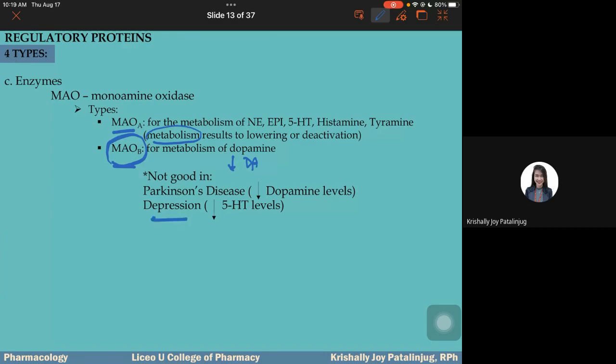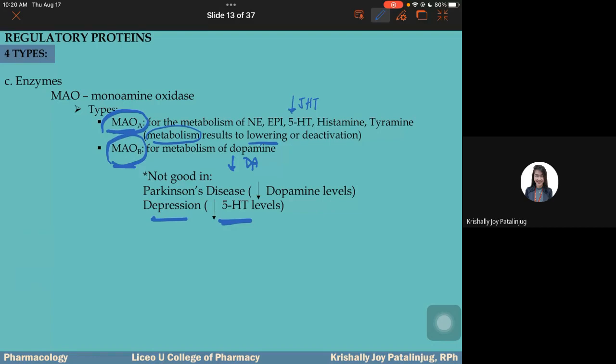Because, for instance, during depression, okay? For a patient with depression, the problem is low level of serotonin. Low level of serotonin. Now with MAO-A, going back to the action of MAO-A, it causes metabolism, meaning lowering. Tama? Metabolism of serotonin. So musamot. Kung ang patient na depression, hindi kontrolado yung MAO-A, then musamot low level serotonin. That's why these enzymes need to be inhibited.